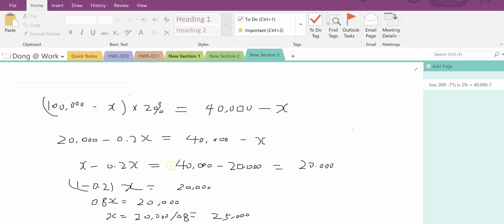checkable deposits and the remaining reserves is precisely the required reserves based on the remaining checkable deposits, 100,000 minus this 25,000. So that's why this is the maximum.